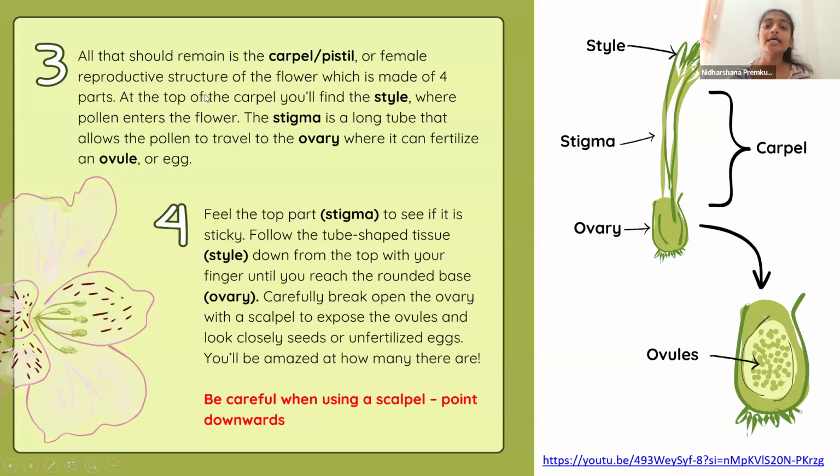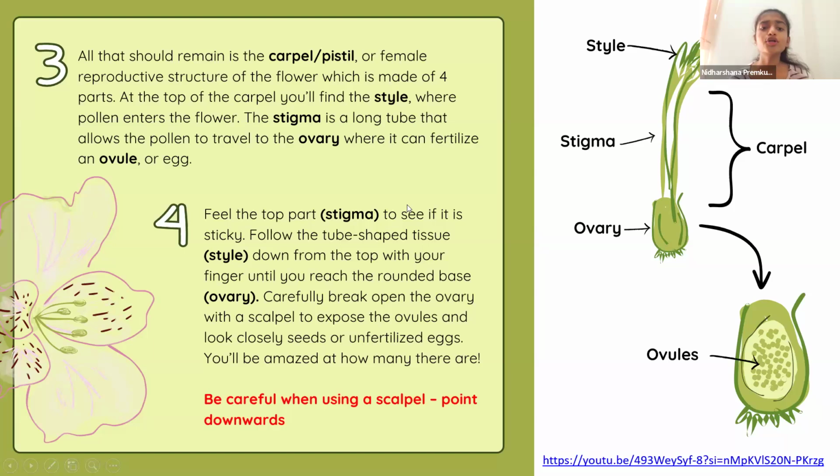Then what's the next step of flower dissection? Now you took the petals out, you took the stamen out. What should be left with you should be the female part, which is the carpel or the pistil. It is the female reproductive structure of the flower, which is made of 4 parts. At the top of the carpel, you will find the stigma. Then we have the style, and then we have the ovary. And inside the ovary, you will see the ovules or the egg.